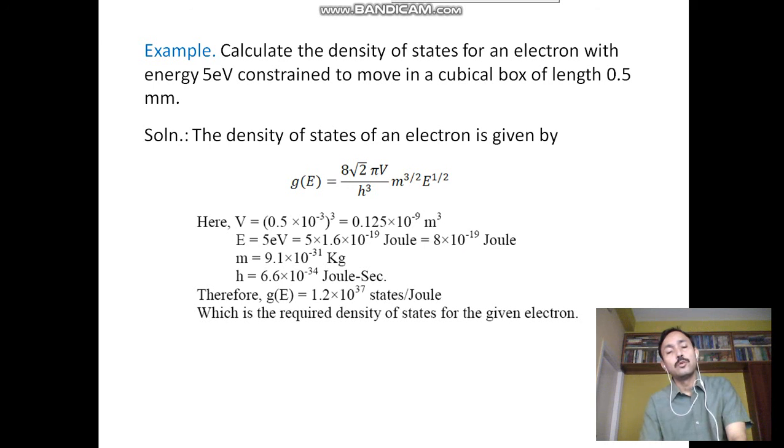So putting this value, we can easily calculate the density of states, G. G is 1.2 × 10^37 states per joule, which is the required density of states for the given electron with energy 5 electron volt, constrained to move in a cubical box of length 0.5 millimeter.